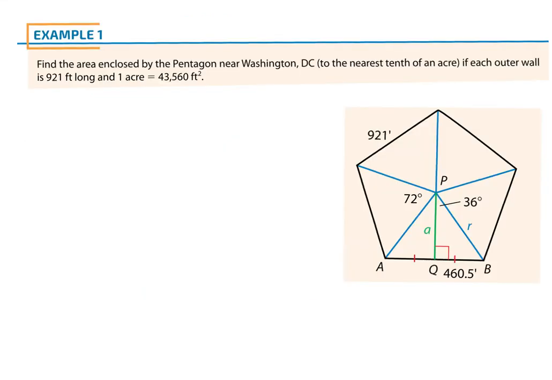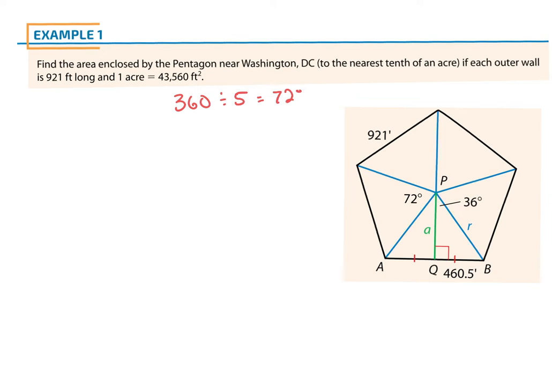All right. So we want the area enclosed by the Pentagon in Washington, D.C. They have given me some information on it. 921 feet long is one side. Pentagon means it has 5 sides, right? So they took 360, divided by the 5 sides, and got 72.